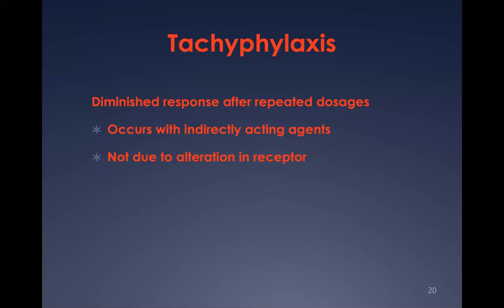This occurs a lot of times with what we call indirectly acting agents. An indirectly acting agent is one that is not directly acting on the receptor. For example, releasing agents, drugs that will release the transmitter. You're not changing the receptor. The drug is acting by releasing a transmitter, which then stimulates the receptor. So when you give the drug repeatedly, you deplete the neuron of transmitter. When the nerve goes to fire, you're out of transmitter. So again, with this one, you're not altering receptors, you're actually depleting the transmitter. This also occurs on a shorter period of time than receptor downregulation.